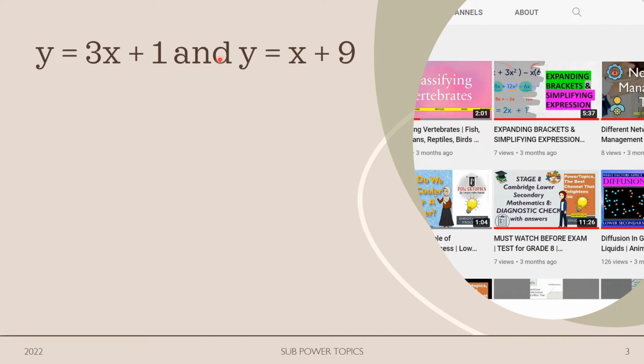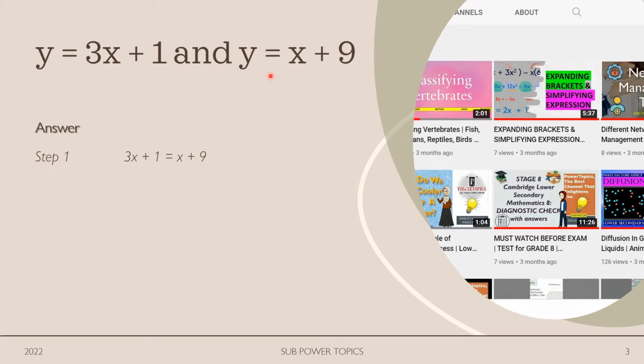Let us solve these simultaneous equations together. Step 1: you know from the first equation that y is equal to 3x plus 1. So you can use the method of substitution and substitute y, which is x plus 9, in the second equation with 3x plus 1. So that's how we got 3x plus 1 is equal to x plus 9.